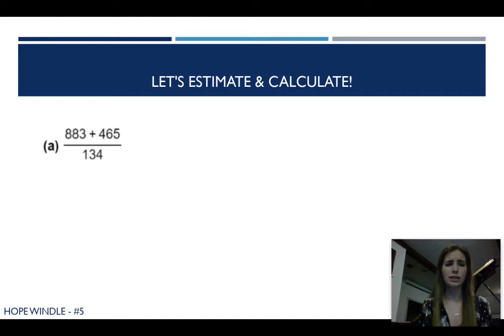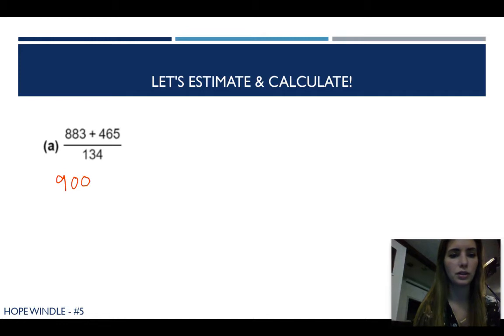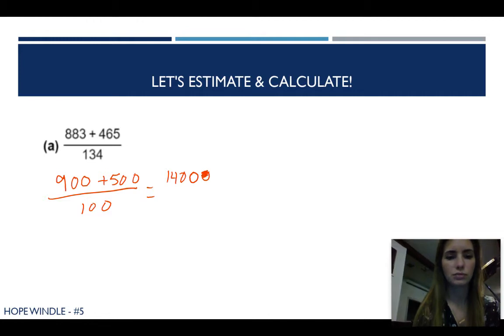So, to estimate this problem, we're just going to say we could round it up to 900, or we can round it to 880. Usually, people like to use even whole numbers. So let's just go ahead and try it 2 different ways. We're going to estimate it with 900 plus 500 divided by 100. And that would give us, what, 14? I did too many zeros. Whoops. All over 100, which is going to be about 14.